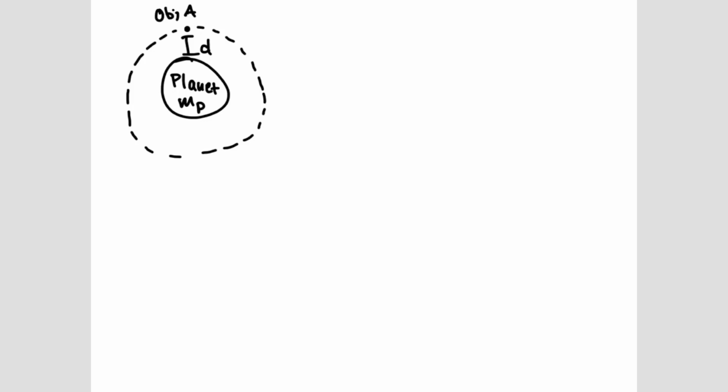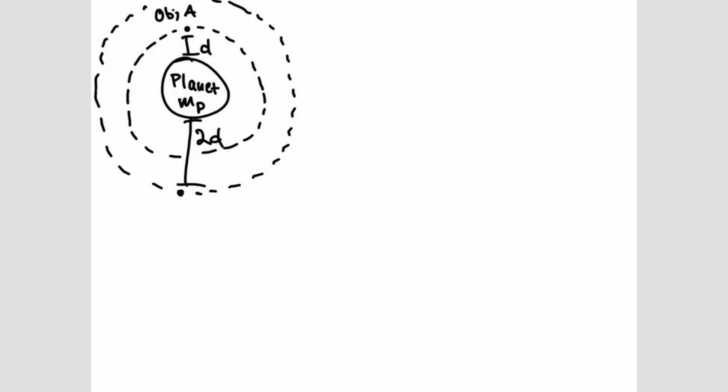And then there's a second object orbiting. I'll put this one down here. This one isn't too bad either. And then this one is orbiting a distance 2d away. We'll call this one object B. So as you can see, object B orbits twice as far away.